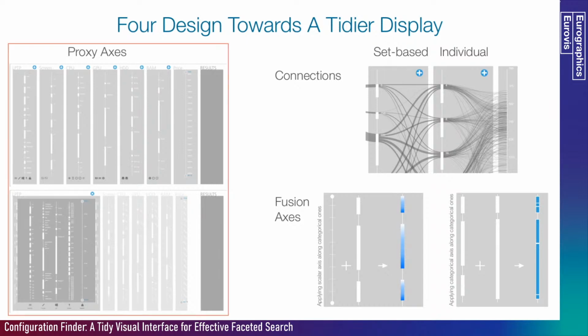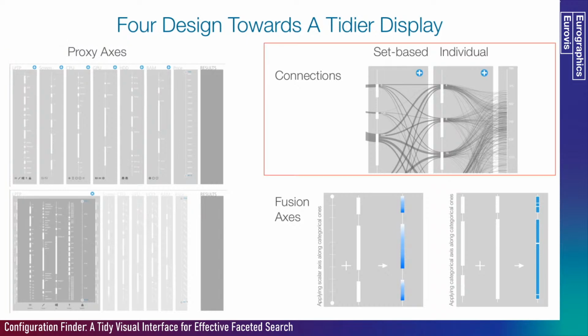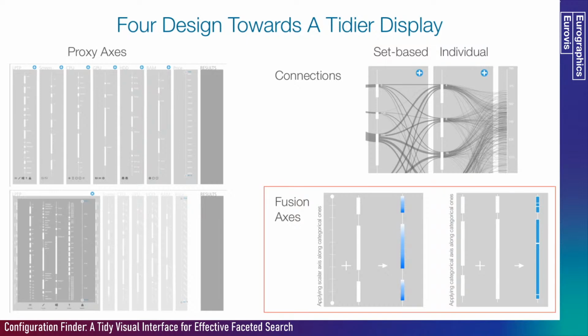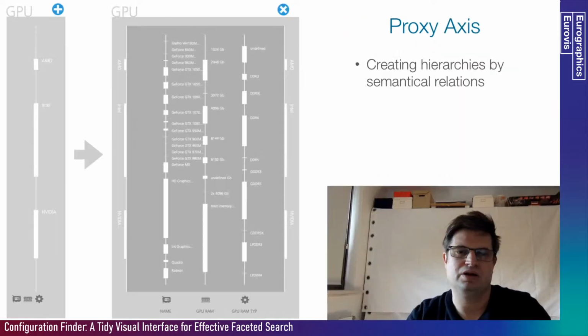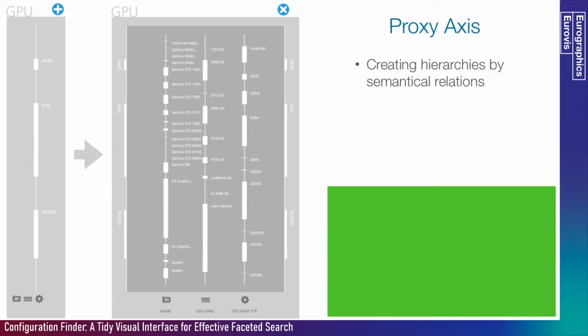Proxy axes represent a set of related axes. We use appropriate combinations of set-based and individual connections. And we also suggest fusion axes, which allow merging of two separate axes. A single proxy axis represents a set of semantically related attributes. Here the GPU vendor axis represents further attributes, such as the name of the graphics card, the amount of RAM, or the type of RAM.